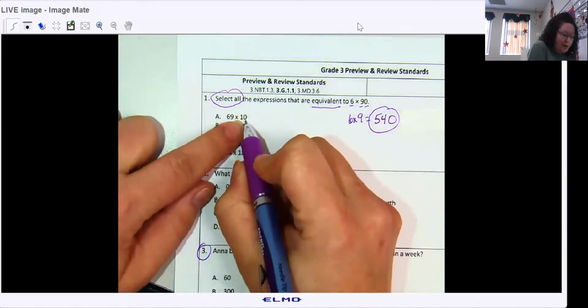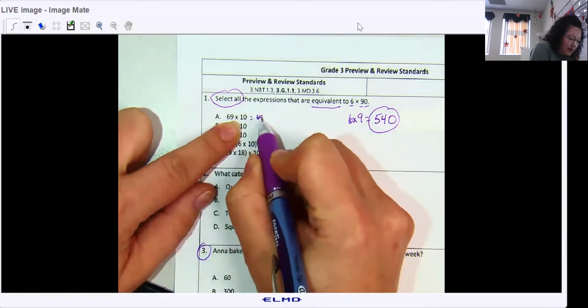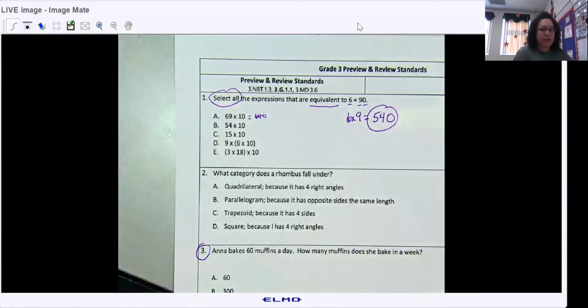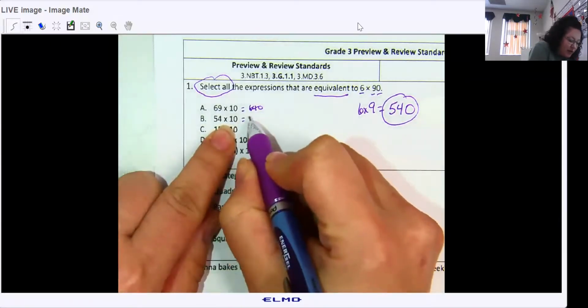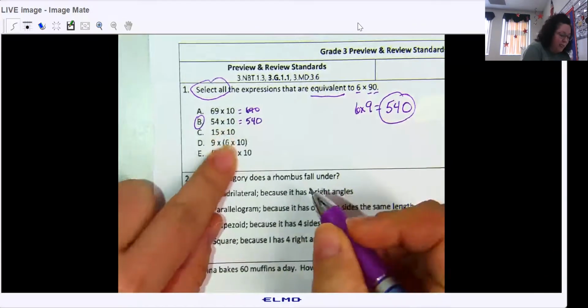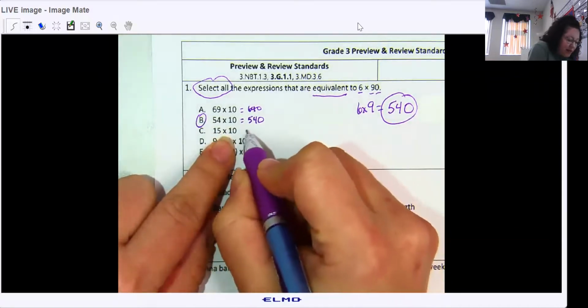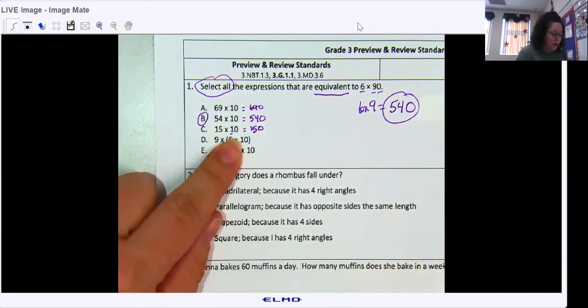Oh, there is a times 0 again. So I would do 69 times the 1, add my 0. So that's a no. All right, there's the 0 again. So I would do 54 times 1 is 54, add my 0. That's a yes. 15 times 10, so I would do 15 times 1, add my 0. No.